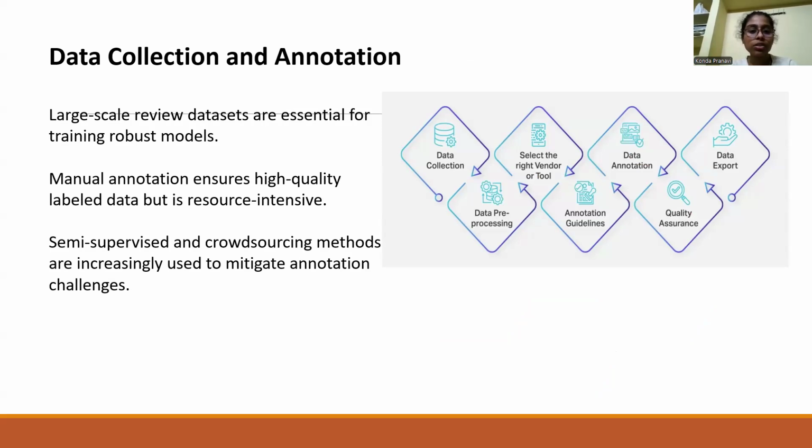Data collection and annotation. Large datasets of customer reviews are required to train sentiment models. Manual labeling provides high accuracy, but it is expensive and time-consuming, and crowdsourcing and semi-supervised learning also help to reduce the cost. Some platforms use user ratings as weak labels for sentiment classification.